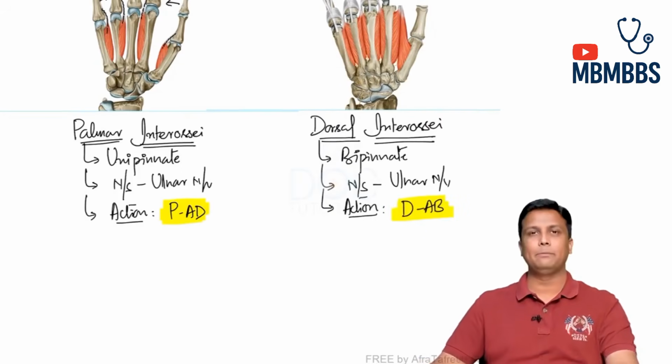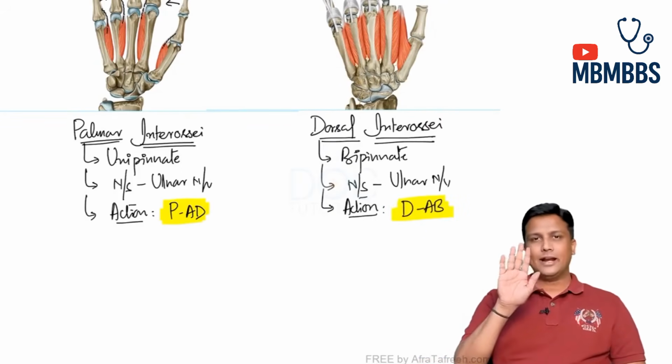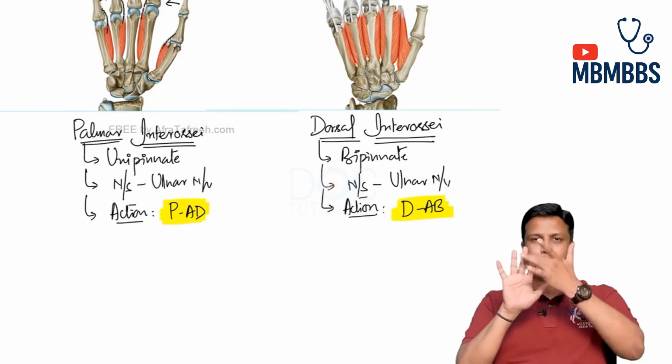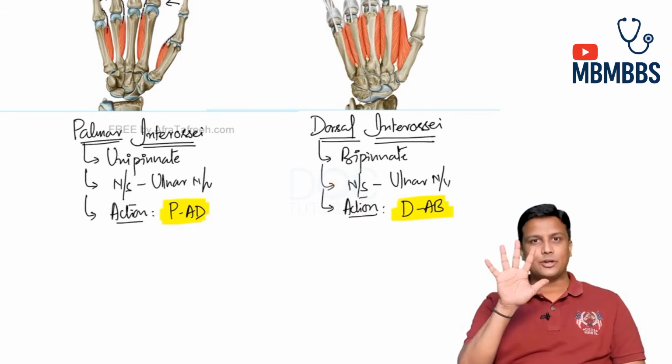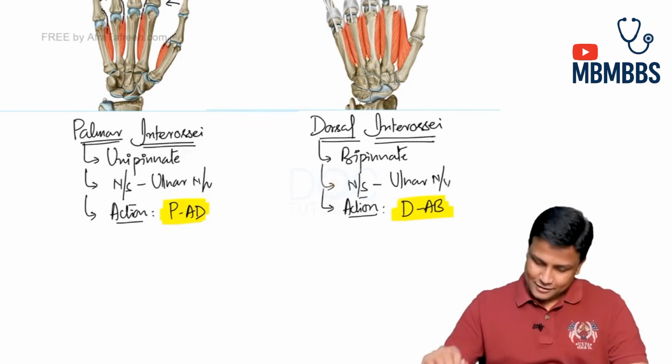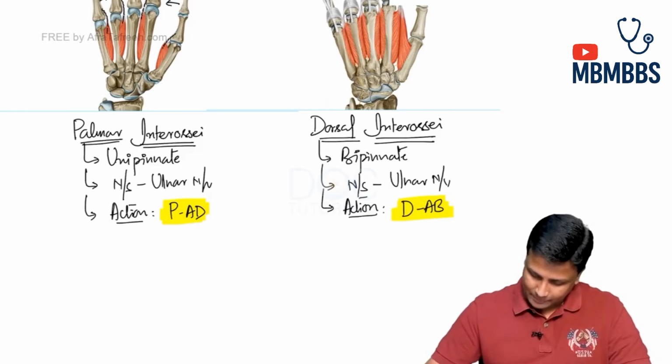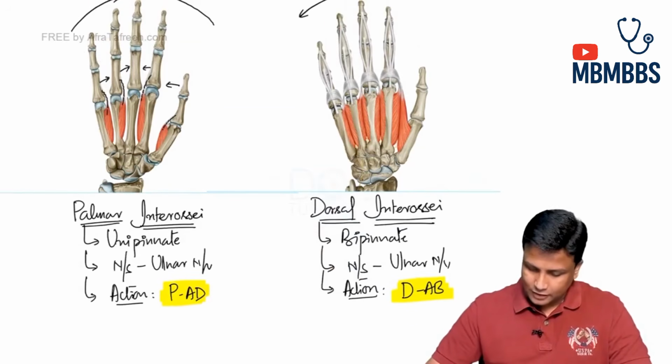So PAD and DAB. Palmar interossei will be helping in adduction of the fingers, the middle finger being the axis there, and dorsal interossei will be helping in abduction of fingers. Adduction, abduction, adduction, abduction. Understanding? So PAD and DAB, PAD and DAB. Fine. We are done with all this information.